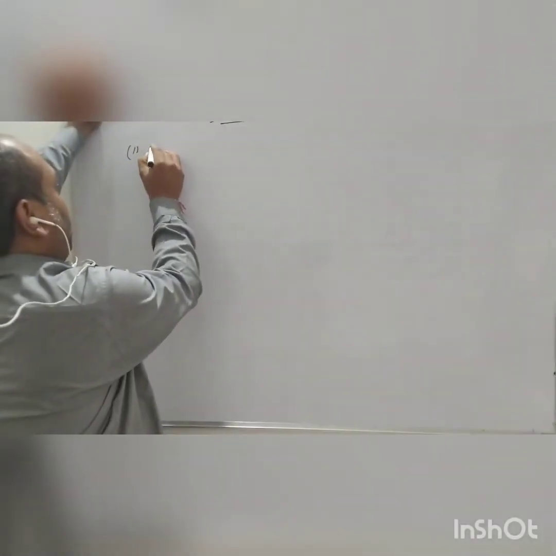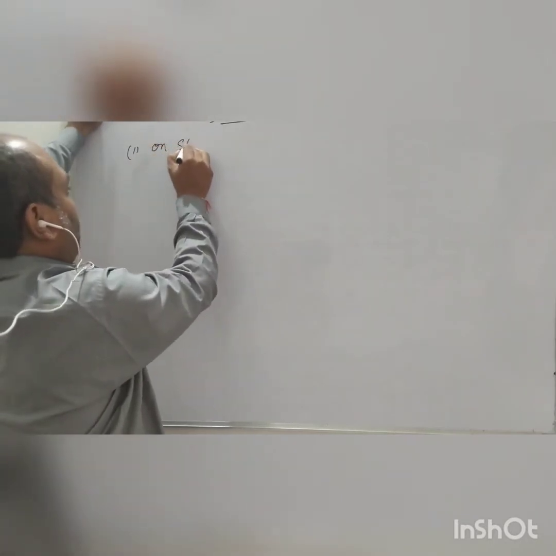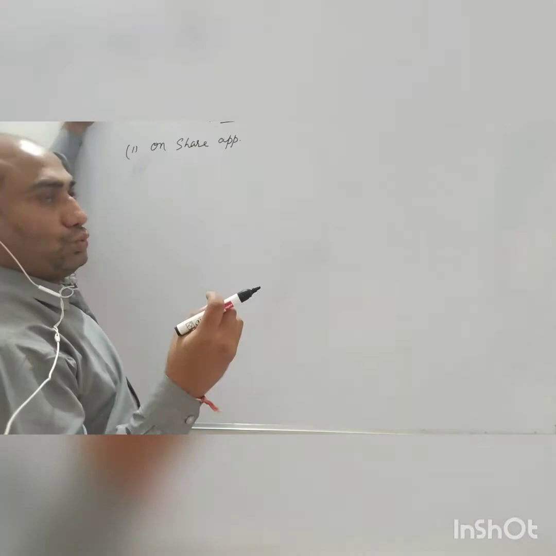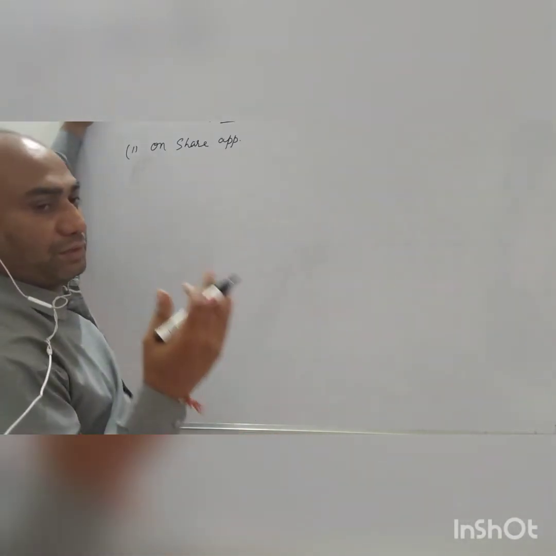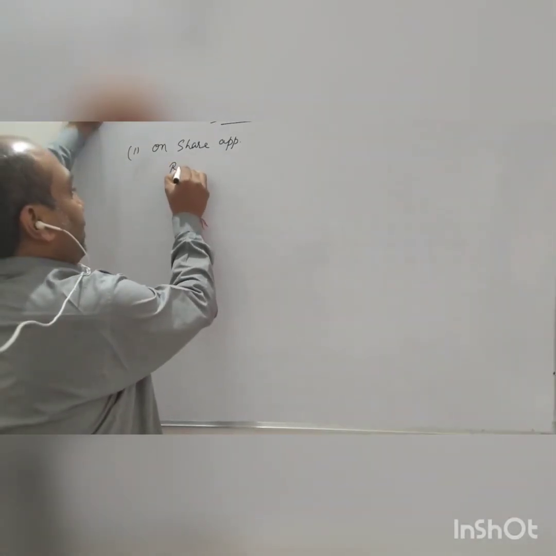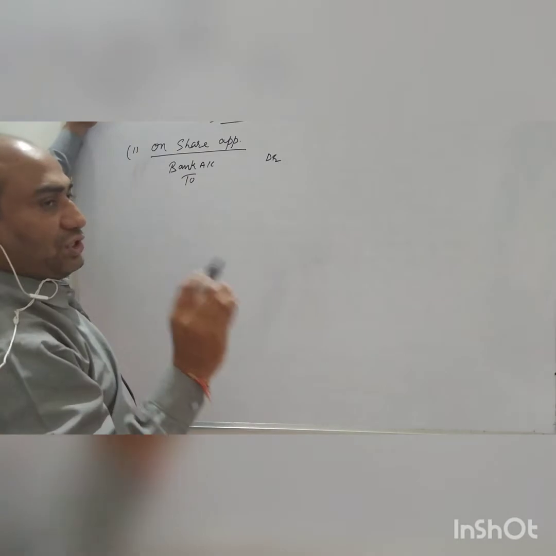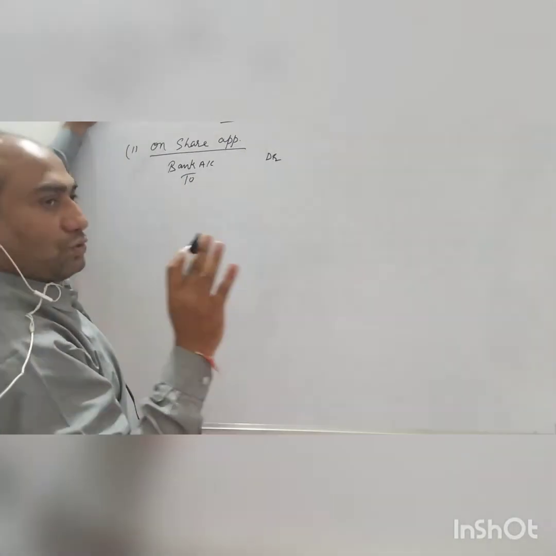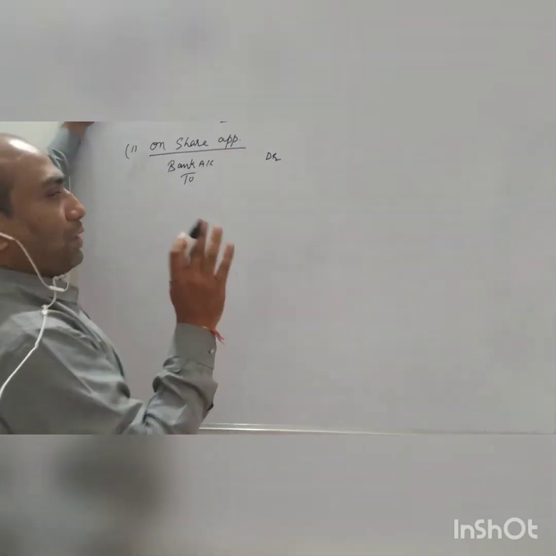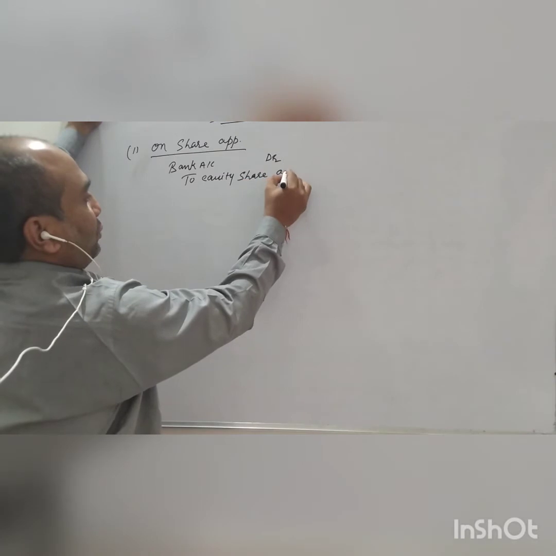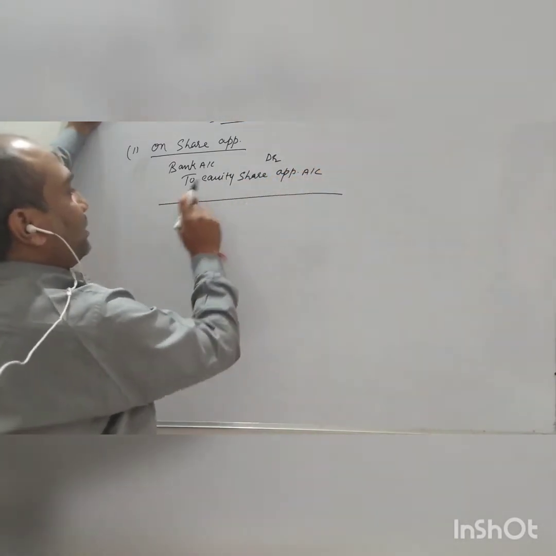First entry will be at the time of application. On share application, whenever a company issues shares, it receives application money from the shareholder. Then the entry will be bank account debit to, if the word equity is mentioned in the share, then we will put the word equity. If the word equity is not mentioned, then we will not put equity share. So I suppose the word equity is mentioned here, so I will write the equity share application account. Okay, the first entry will be like this.